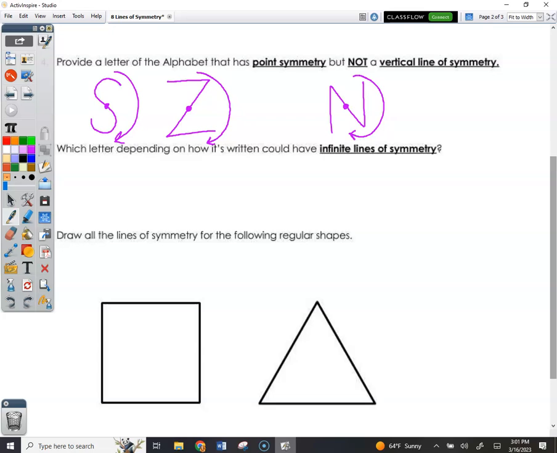Look at this right here. It says draw all the lines of symmetry. This is like what's on the test tomorrow.